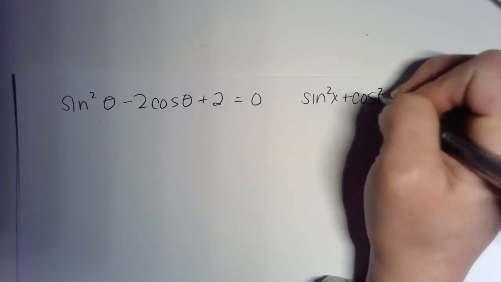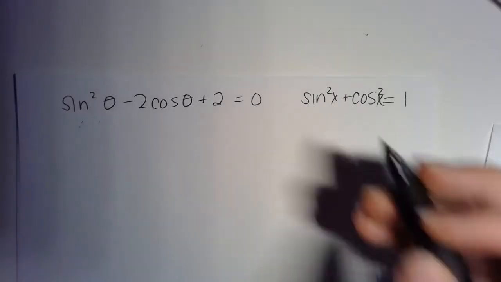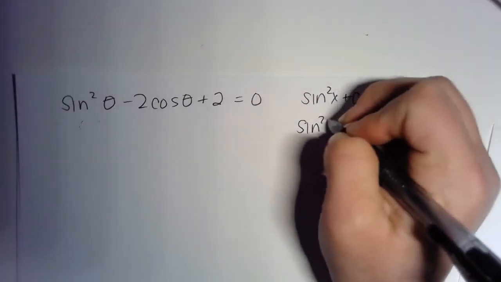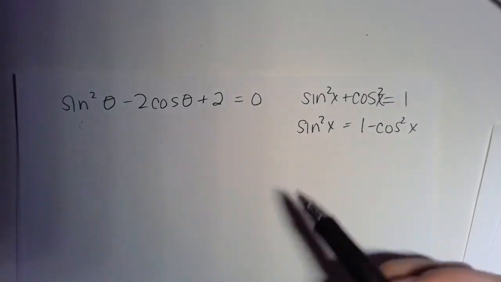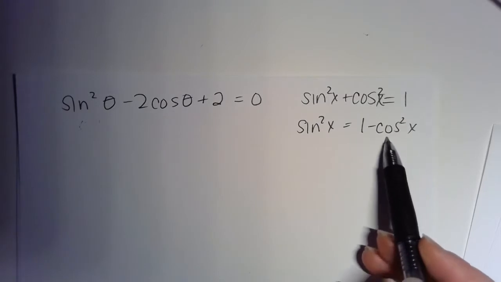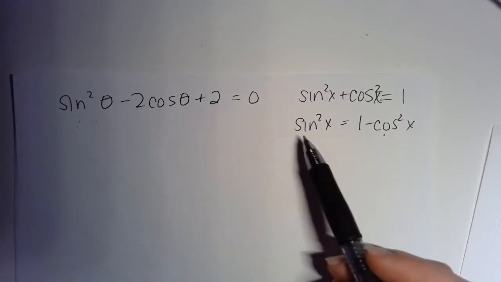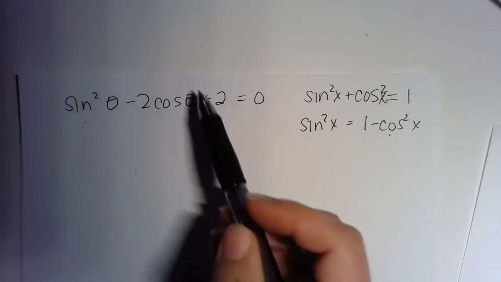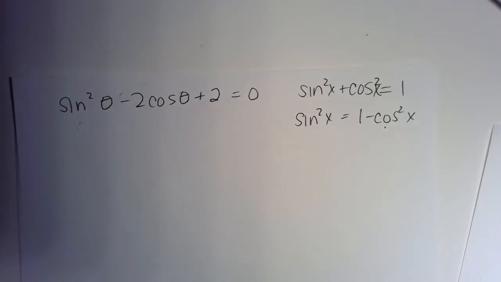equals 1. And so I can replace sine squared. So let's solve for sine squared. Sine squared of x is equal to 1 minus cosine squared of x. So instead of sine squared over here, we're going to replace it with 1 minus cosine squared. Because I can't change the middle term, but I can change the squared term. So we always want to change it to whatever the middle term is, the one that's not squared.